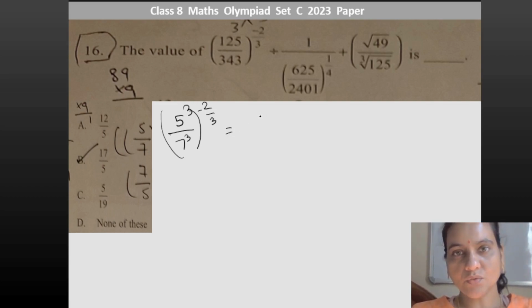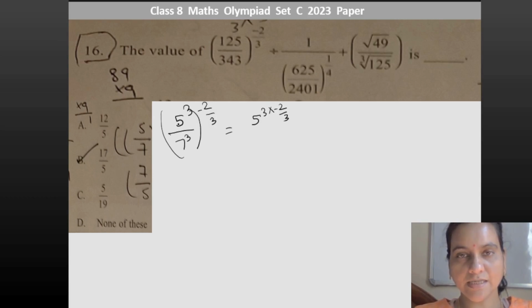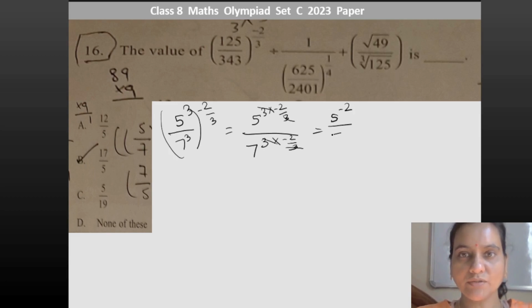So this will be equal to 5^3 into minus 2/3. When it's like this, a raised to the power m, and the whole thing raised to the power n, we multiply m into n, that is the multiplication of the exponential powers. So here also 3 into minus 2/3. Similarly here this will be 7 raised to the power 3 into minus 2/3. So 3 and 3 get cancelled. What remains is 5 raised to the power minus 2 divided by 7 raised to the power minus 2. Now I can flip them to get positive exponential power. So it will be 7 square by 5 square.